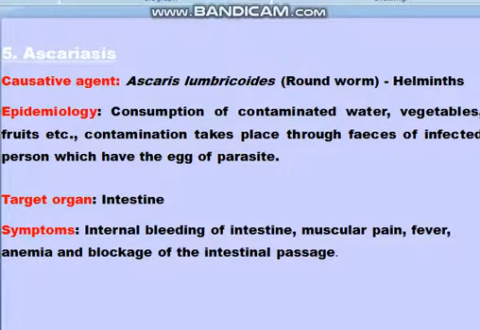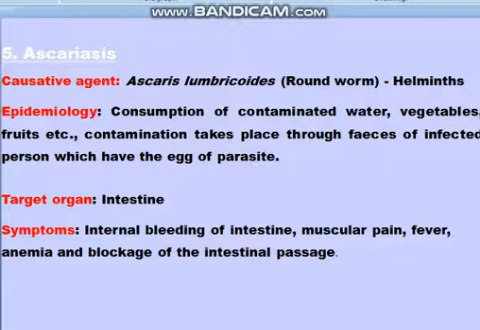Next is ascariasis. Ascariasis is also a disease which is caused by helminths, and the causative agent is Ascaris lumbricoides. This is a roundworm and it belongs to phylum helminths. So how does it reach the body of the human being? It is also through the consumption of contaminated water, vegetables, fruits, etc. And contamination takes place through feces of infected person which have the eggs of the parasite.